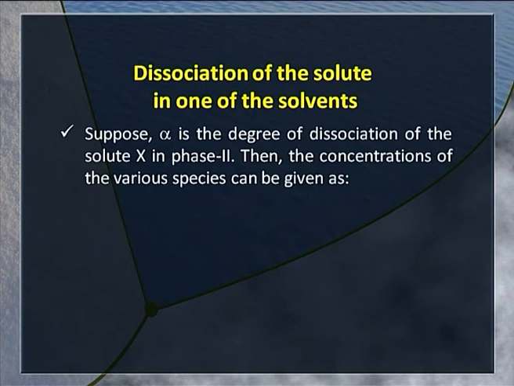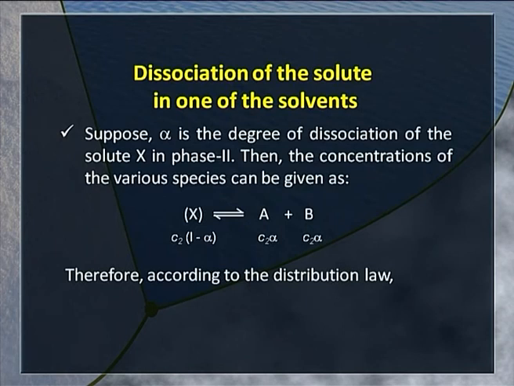Then the concentrations of the various species can be given as, we have the equilibrium X getting dissociated into A plus B. The respective concentrations are for X, C2 into 1 minus alpha, and for A and B it is C2 alpha and C2 alpha. Therefore, according to the distribution law, where we consider the concentration of only the undissociated molecules, C1 upon C2 into 1 minus alpha is equal to Kd. It is not just C1 upon C2, it is now C1 upon C2 into 1 minus alpha that will give us the constant value, that is the distribution coefficient.